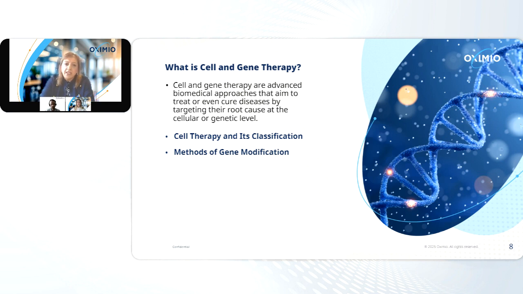So the classification, as I've indicated, comes under two categories: autologous, where the cells are actually derived from the patient, and allogenic, where the cells are actually obtained from a donor patient or a donor, going into a recipient.